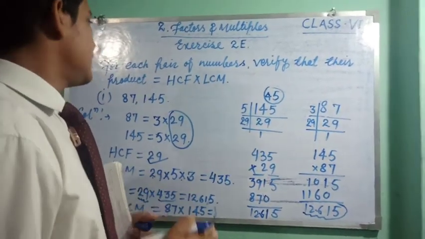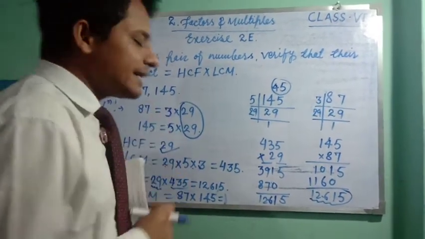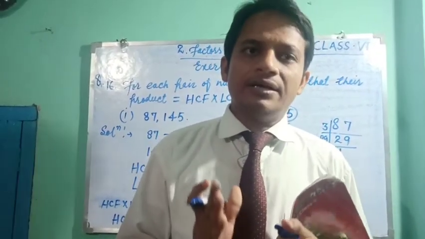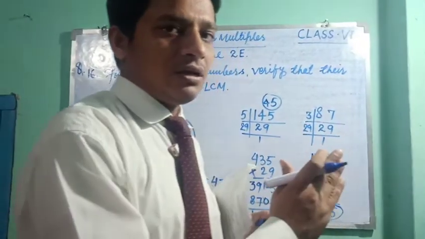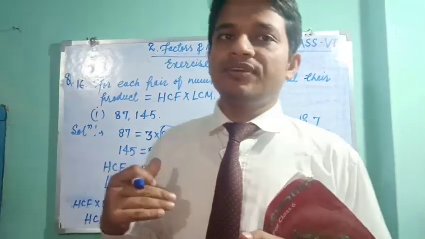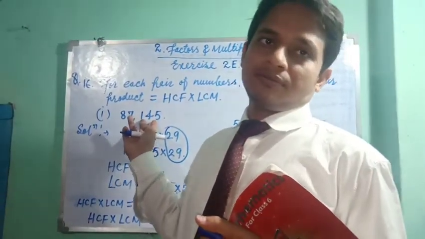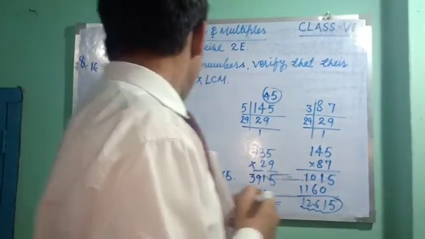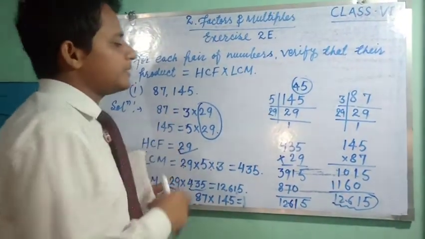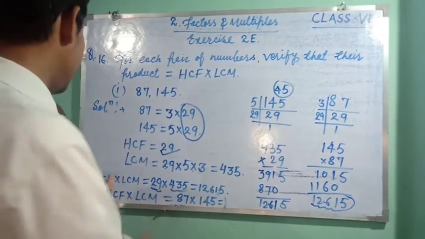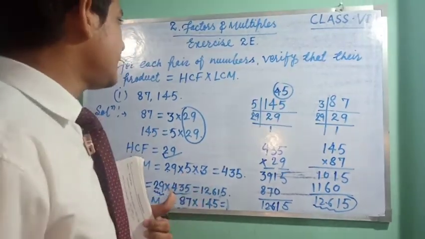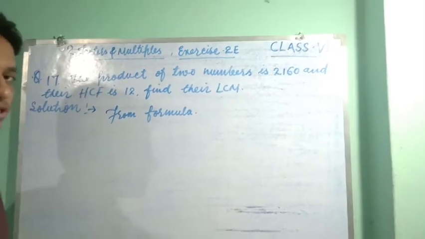I hope you get the points. First of all, find the HCF and LCM, multiply both LCM and HCF and find the result, and then multiply the given 2 numbers. After multiplying the given numbers and after multiplying HCF and LCM, the result becomes the same. That means this is verified. Now see the next question.